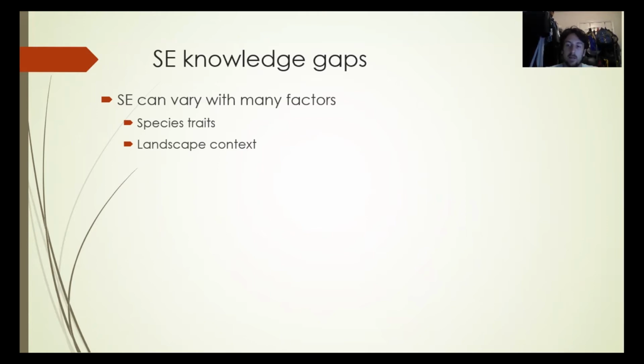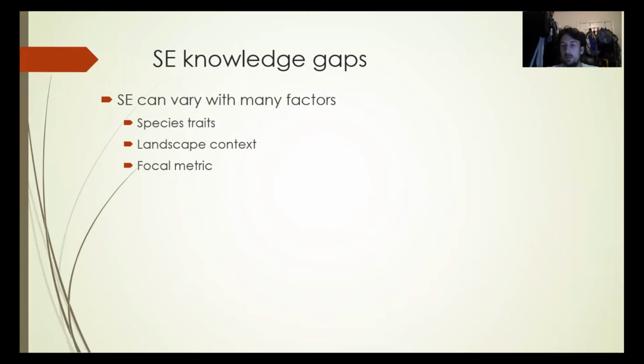whether you're in tropical latitudes or temperate latitudes, whether you're focused on a forest landscape or a grassland landscape or even an oceanic landscape. Those will all influence what the scale of effect is. And finally, what's not very well understood is how scale of effect differs between different focal metrics.